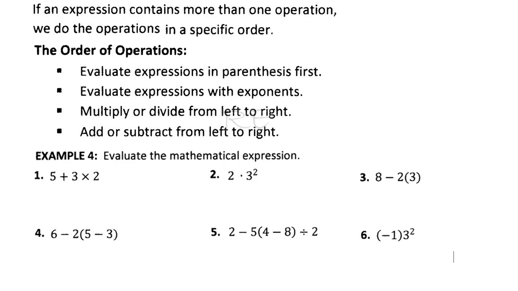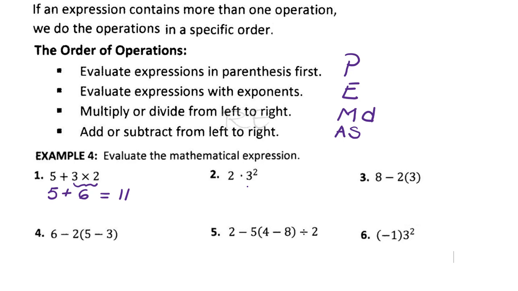When given an expression with more than one operation, we must follow a specific order called order of operations. PEMDAS: we do parentheses first, exponent, multiplication or division from left to right, and addition or subtraction from left to right. We'll do multiplication first. 3 times 2 is 6, plus 5, and 5 plus 6 is 11.